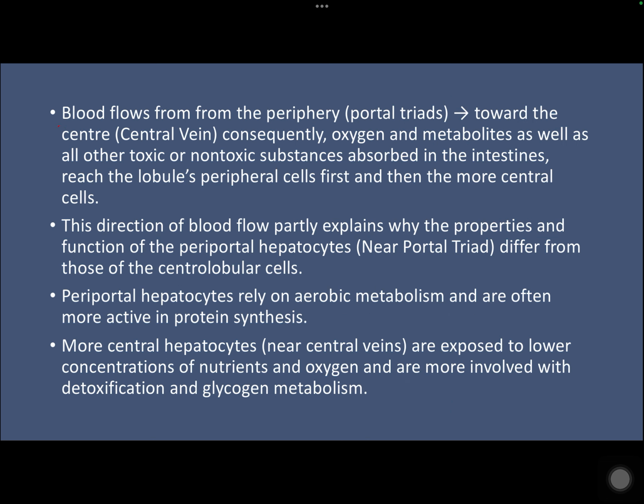As I mentioned earlier, blood flows from the periphery towards the central vein. As it moves from the periphery towards the central vein, the areas close to the portal triad must be getting more oxygen than those which are away from the portal triad. And they must also be getting all other toxic or non-toxic substances more than those which are away from the central vein.